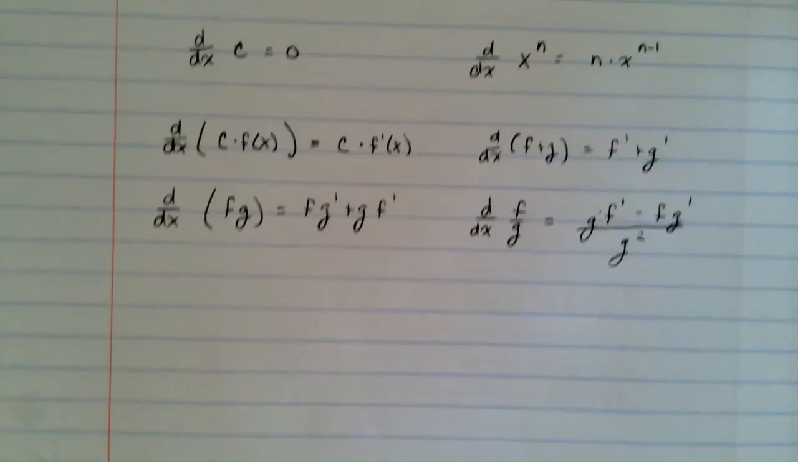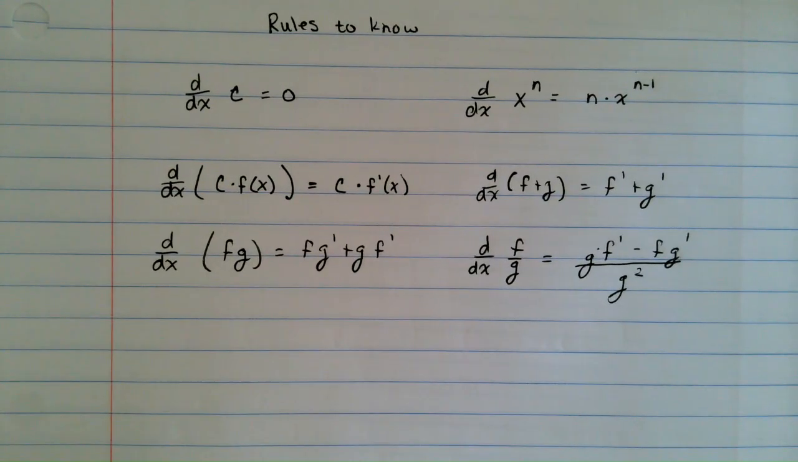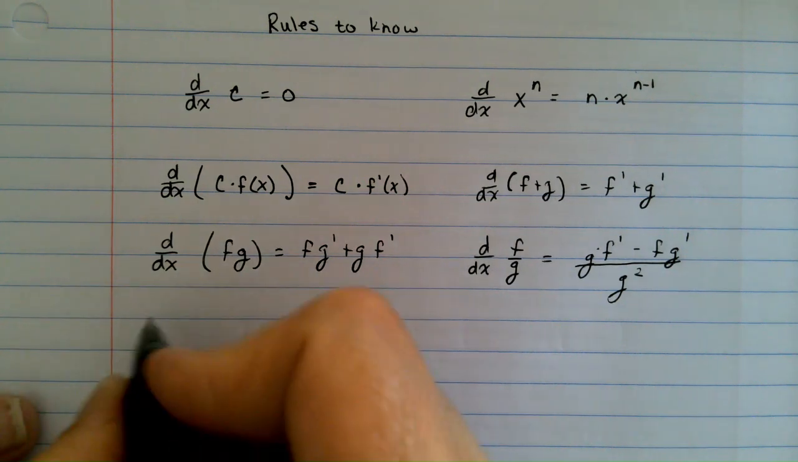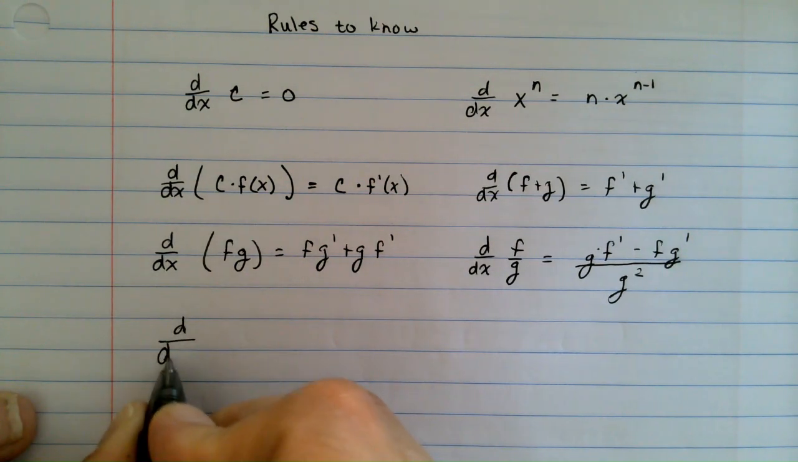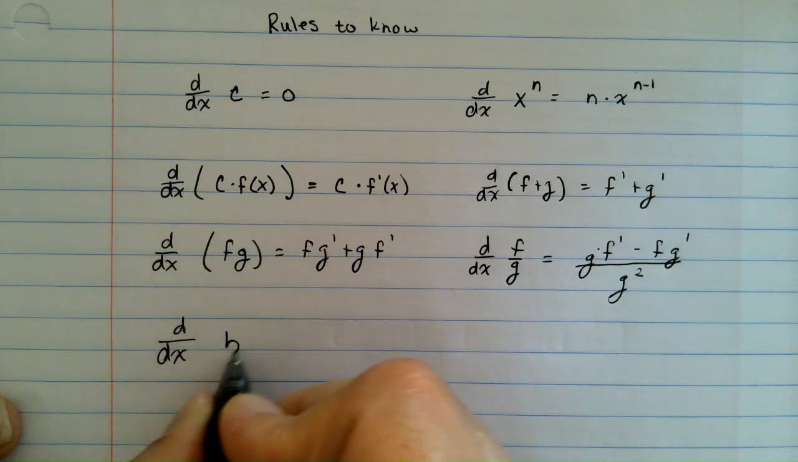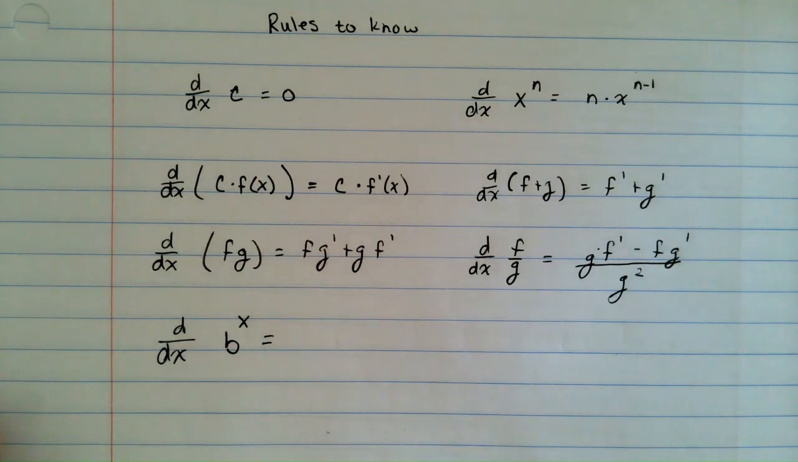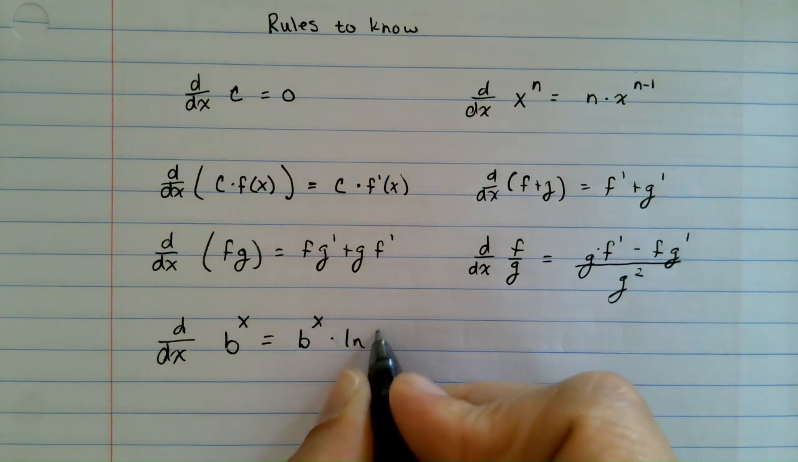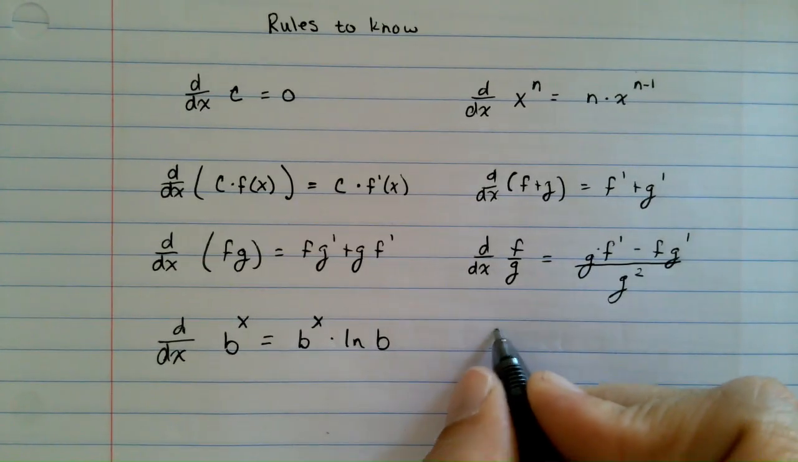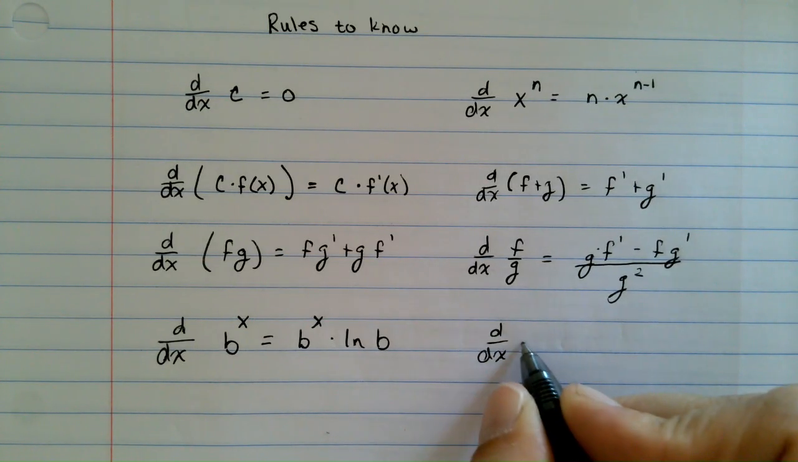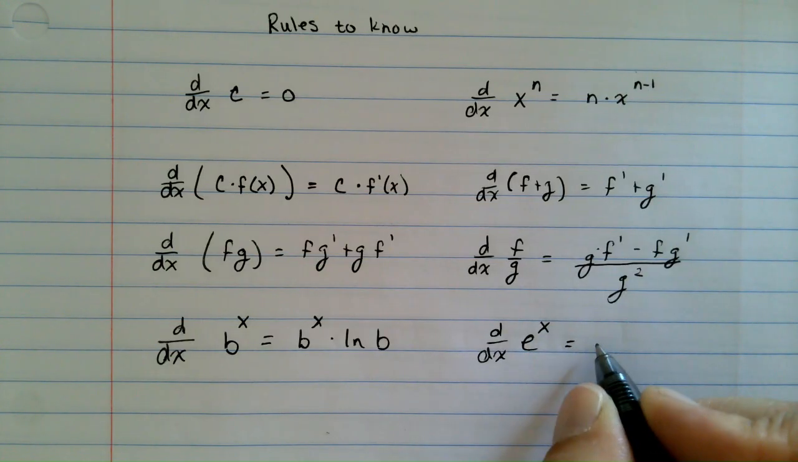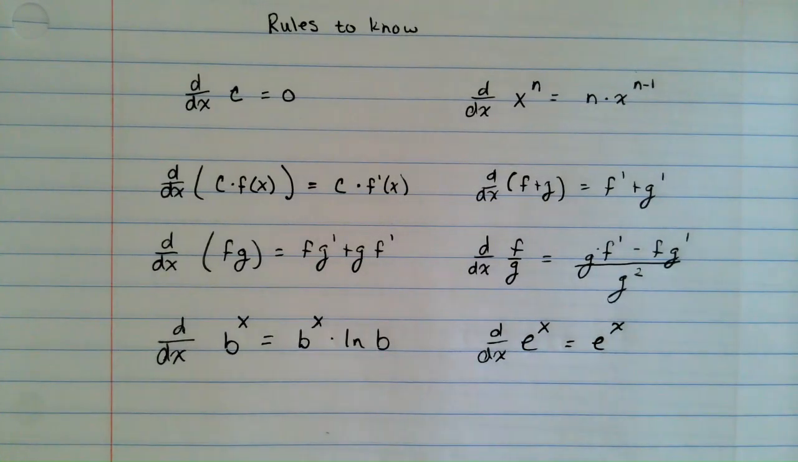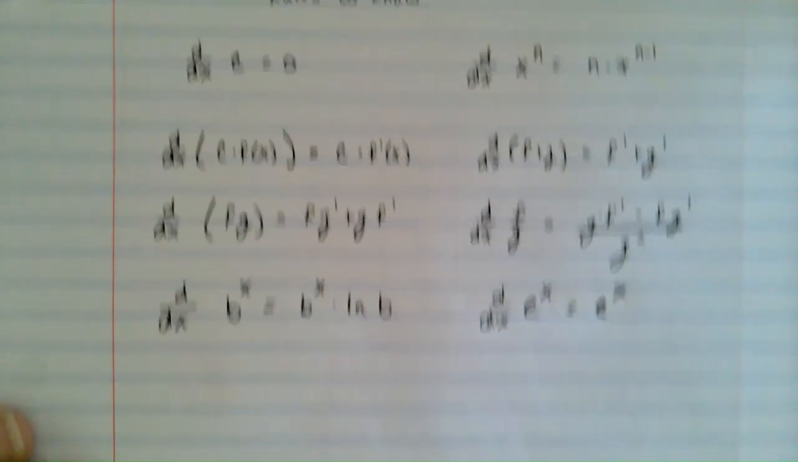Okay, so I've had this up in rules to know before. I want to add reminders of a couple. So the derivative of any base to the x power, I've had this in a previous video, I just forgot to write it on here, is going to be your base to your x power times the natural log of your base, which therefore when you do that to e, the natural log of e is 1, so that's why the derivative is just e to the x. So I wanted to refresh the memory of that because I'm getting ready to do an example with that.